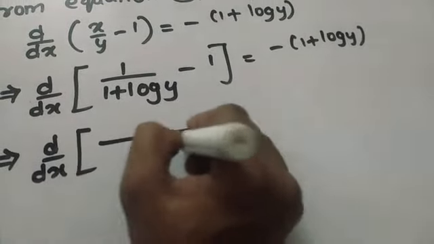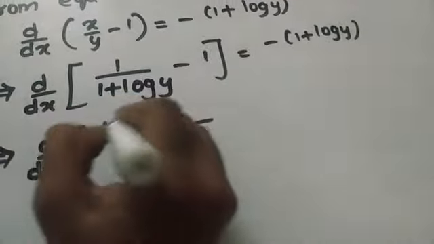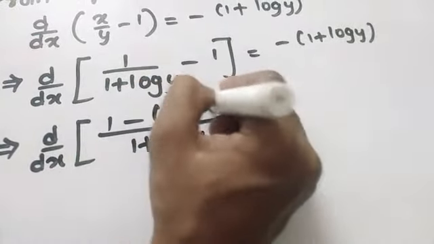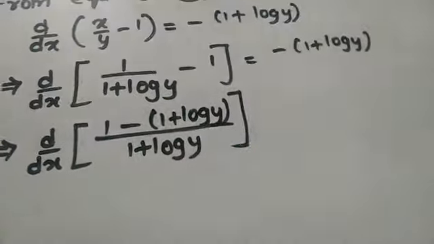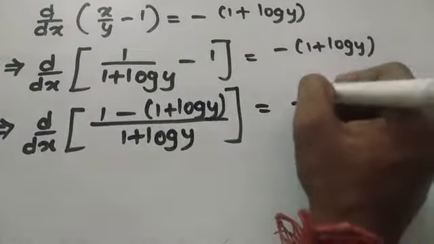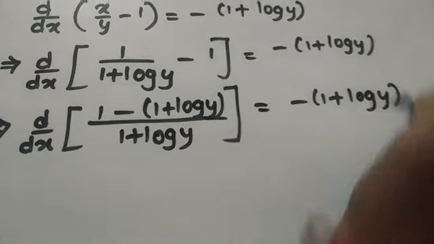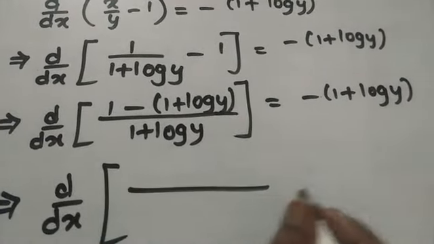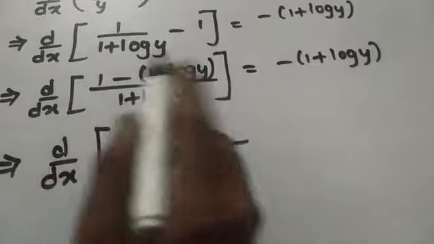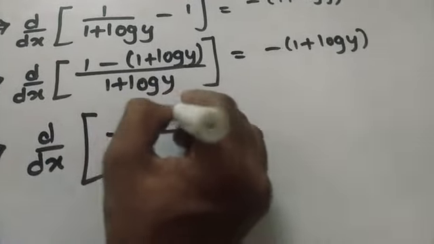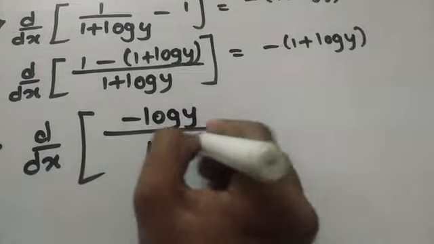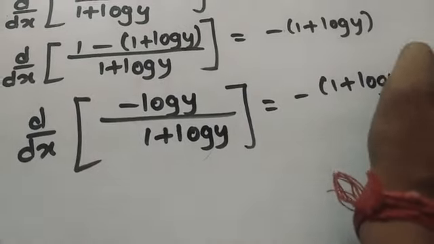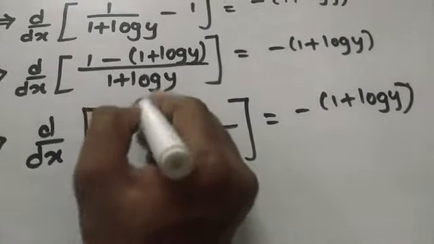1 plus 1 log of y, by taking the LCM we'll get here 1 minus, and this side here it will multiply and give, and the right hand side part will remain the same. Now after simplification in the bracket term, if you open the bracket you will find that 1 will cancel, and minus plus minus of log y by 1 plus log y, and this side minus 1 plus log y. Now here the minus sign cancels.